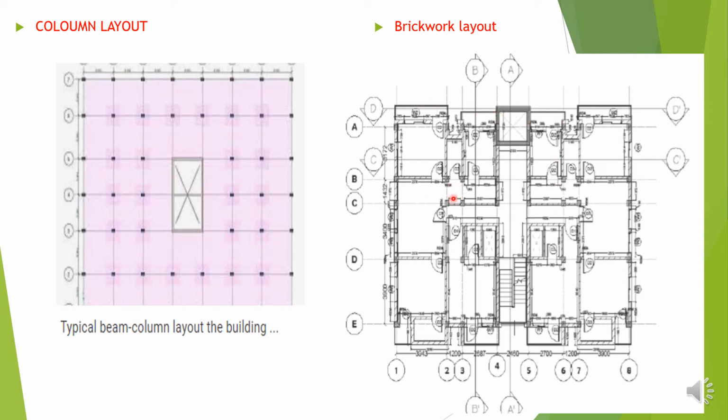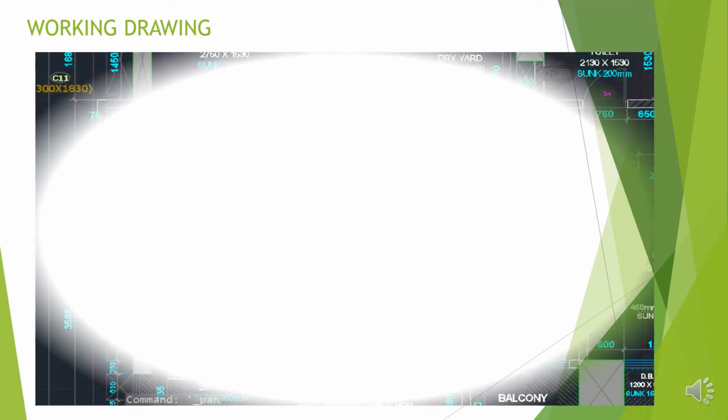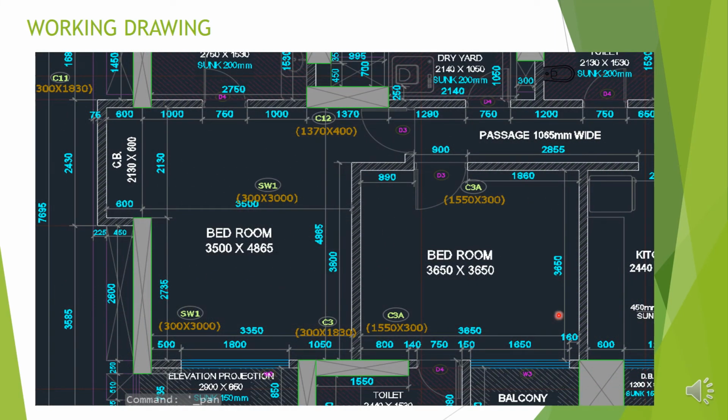Once the columns have been constructed, you have to do the brickwork, for which the architect will issue a brickwork layout indicating the thickness of the brickwork, where the openings have been provided, what the size of the openings is, and how the staircase has been located. All these details will be provided in the working drawing brickwork layout.